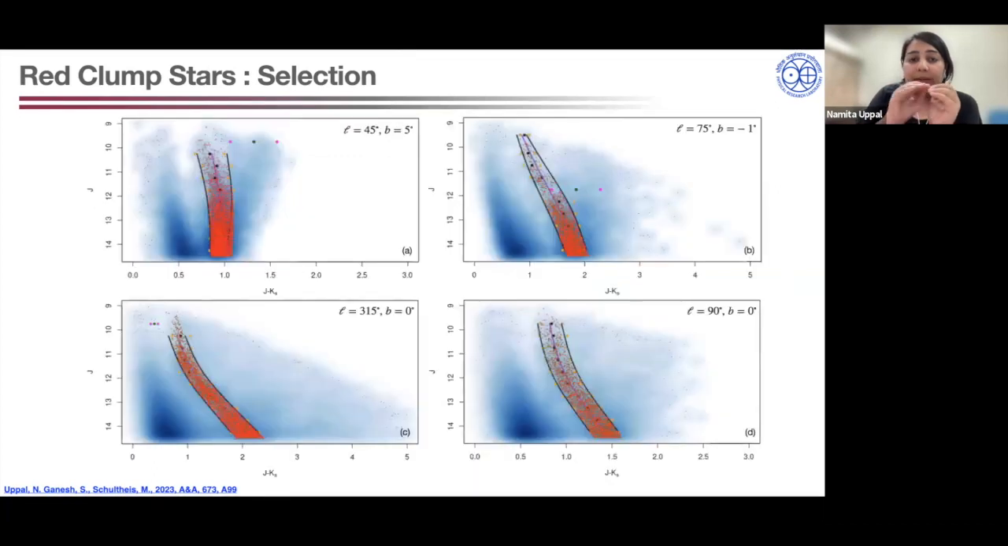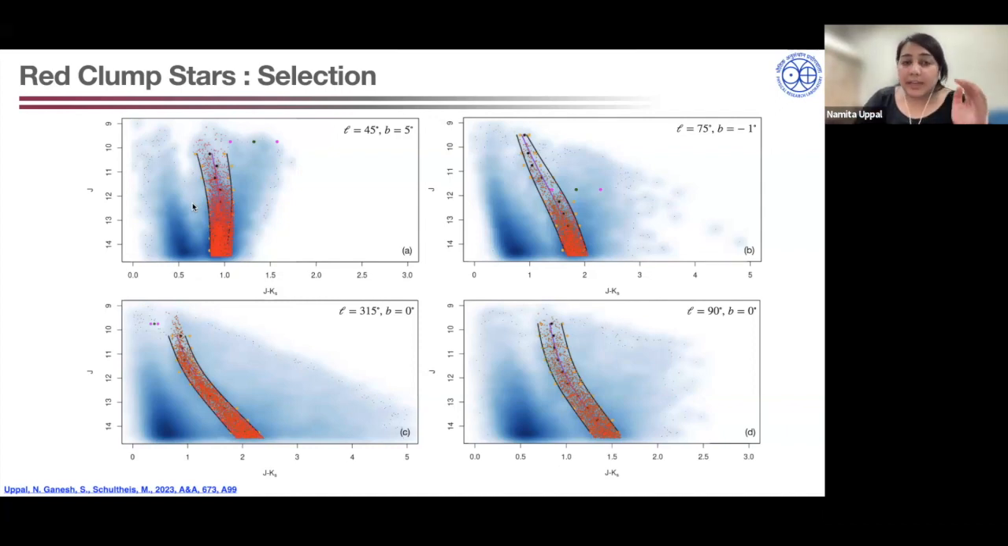So here I am showing how it works in different directions. In different directions, this red clump locus does not remain fixed, but changes from direction to direction. This is because the extinction in different directions is quite different, and we need an automatic way to select the red clump stars in each and every direction, covering the whole galactic plane. So we have created a method in which we can automatically select these red clump stars in the whole galaxy, at least in the whole galactic plane.